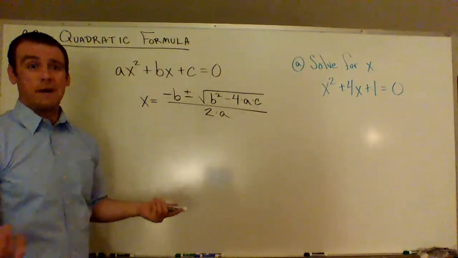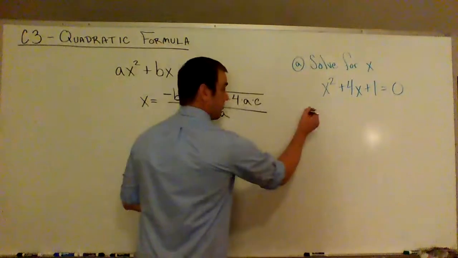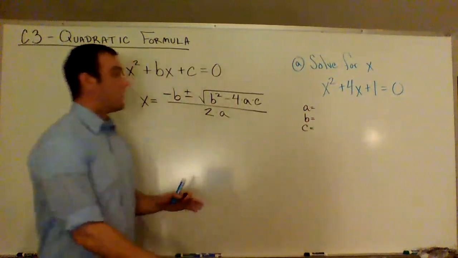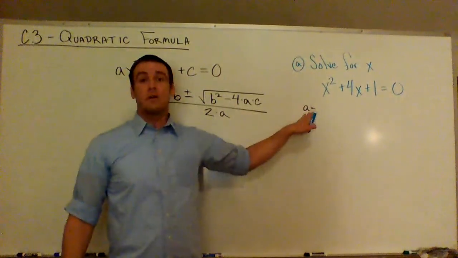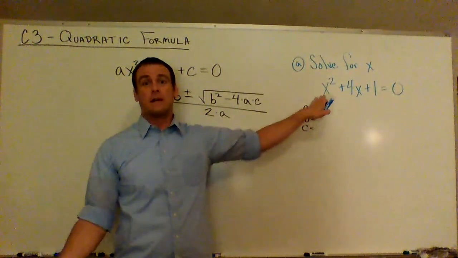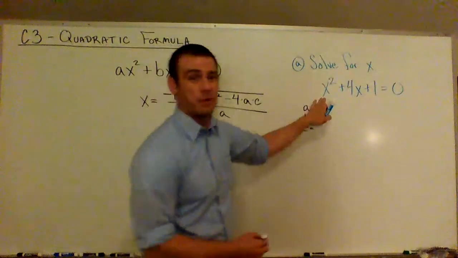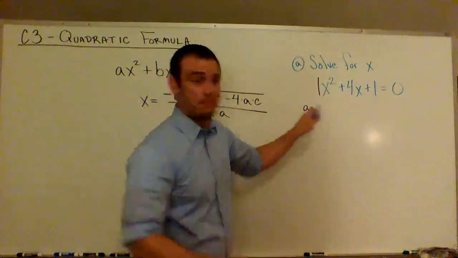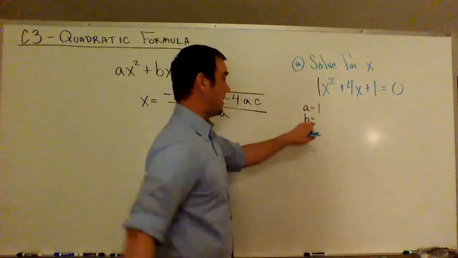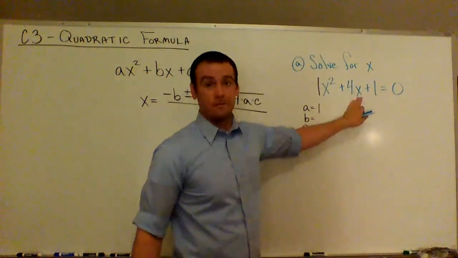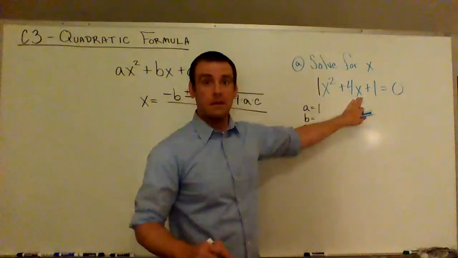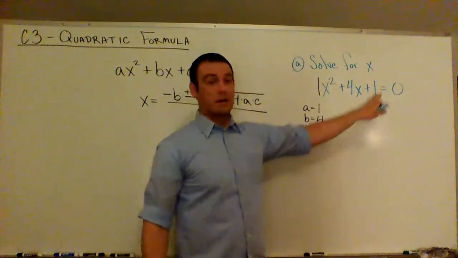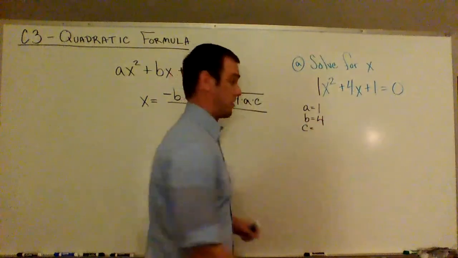Okay, so what you might want to do is write down what a equals, what b equals, and what c equals. So a is your coefficient of your x squared term. Okay, there's really a 1 in front of that x squared. So a is going to be 1. B is going to be the number in front of your x. B is 4. C is going to be your constant. Alright, in this case it's just going to be a positive 1.